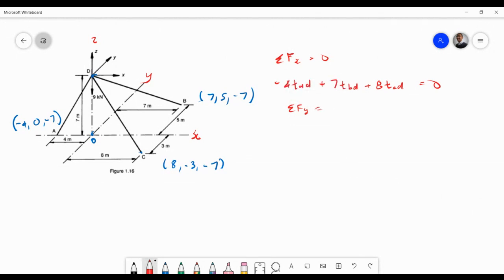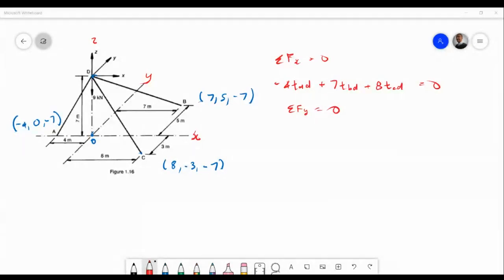Beautiful. Okay. Sum of the force in the y direction. Let's get someone else to give me that. Annalisa, maybe.